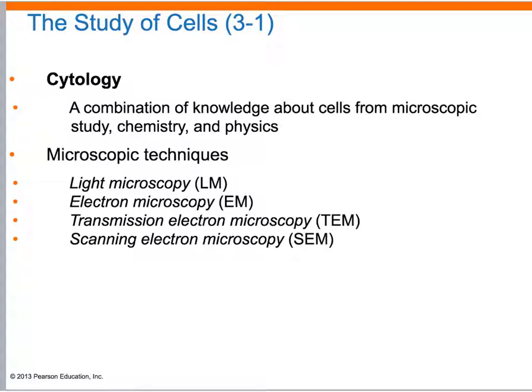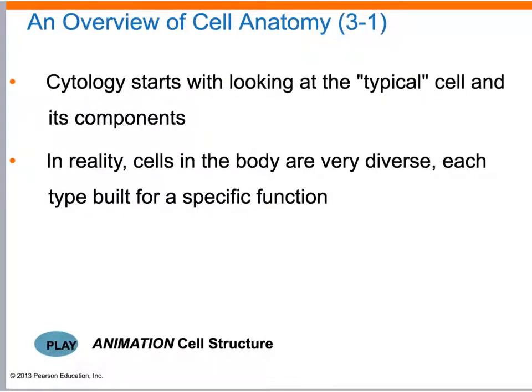How do we study cells? Well, the study of cells is called cytology, and it's a combination of knowledge about cells from a microscopic study, chemistry, and physics. There are 4 microscopic techniques we use: light microscopy, electron microscopy, transmission electron microscopy, and scanning electron microscopy.